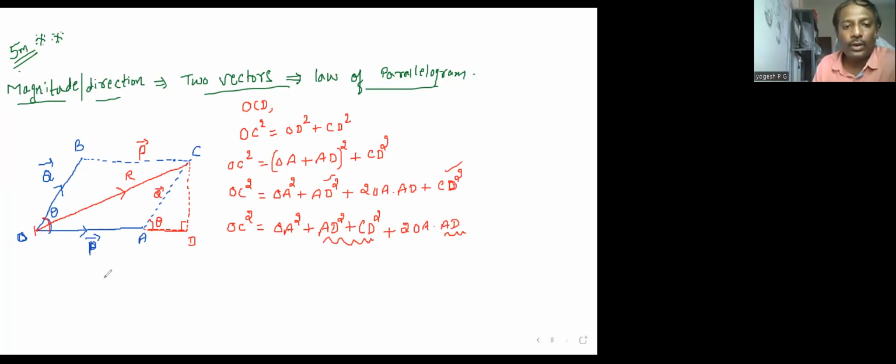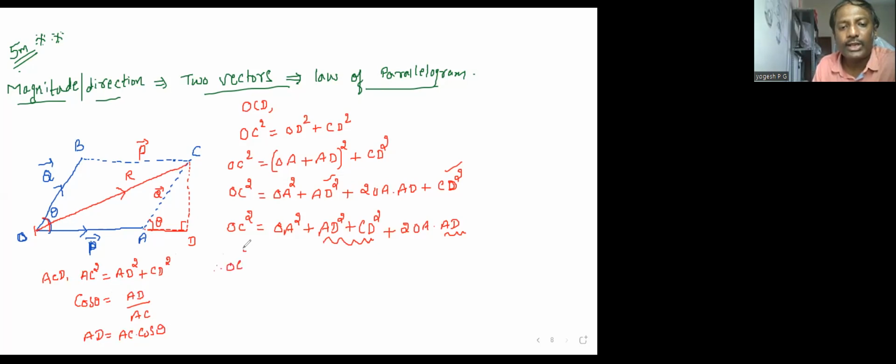Now, by using the triangle ACD, can you use the Pythagoras theorem? AC squared equals AD squared plus CD squared. Can you tell me what is cos theta? Adjacent AD by hypotenuse AC. So what is AD from this? AC into cos theta.